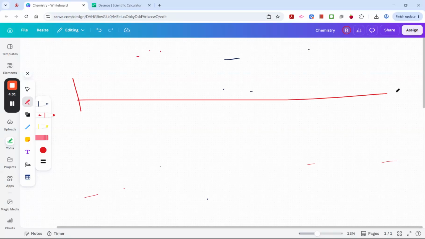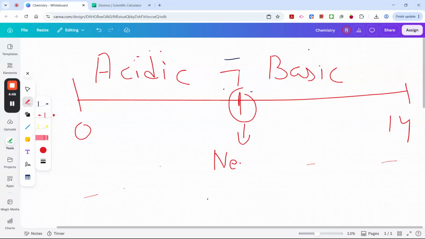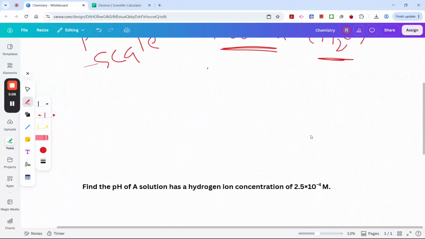There we go. This is your scale: 0 to 14, middle point 7. Less than 7 everything is acidic, and greater than 7 everything is basic. This is your neutral. We drink water, so this pH is for water, which is why water is the universal solvent. I'm repeating, this is a pH scale, not a pOH scale. All right, let's go to the calculations.